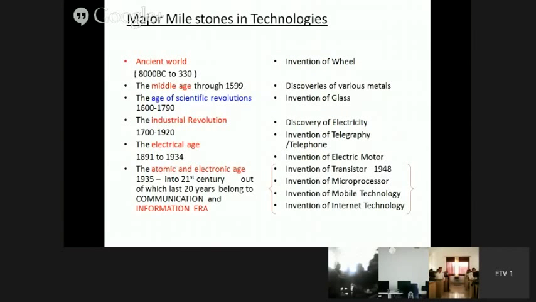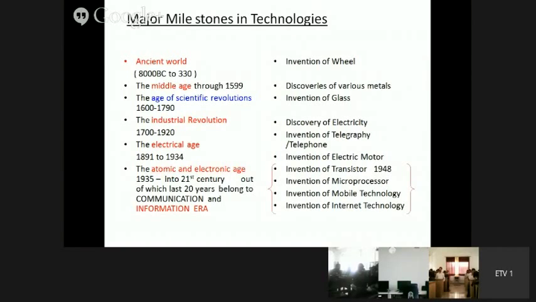The major milestones in technology. Let us see what the major milestones in technology are. In the ancient world, about 8000 BC to 330, the Middle Age through 1599, the age of scientific revolutions came in 1600 to 1790. Then the Industrial Revolution came, within a period of 1700 to 1920. The Electrical Age followed, in 1891 to 1934. The Automatic and Electronic Age arrived in 1935 and extends into the 21st century.